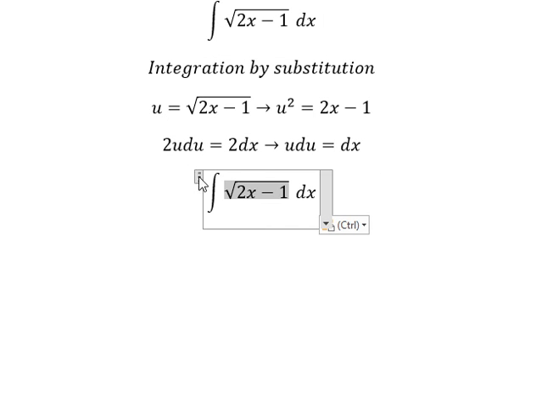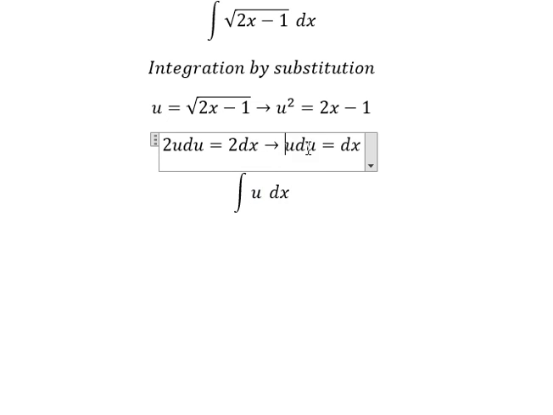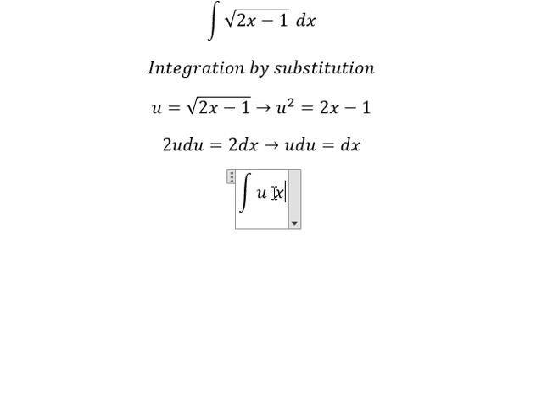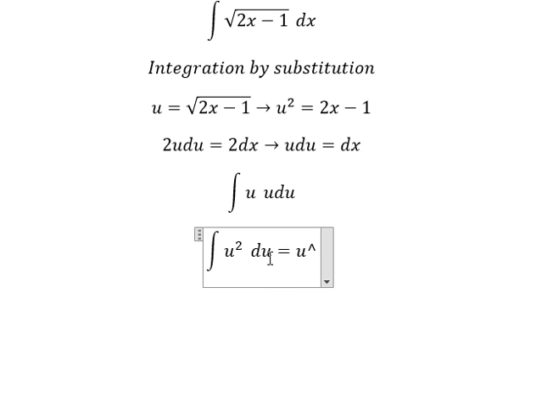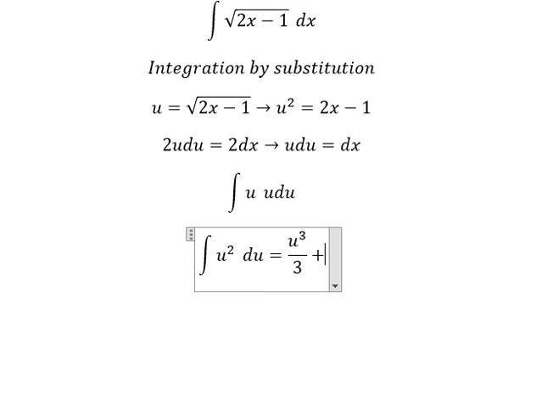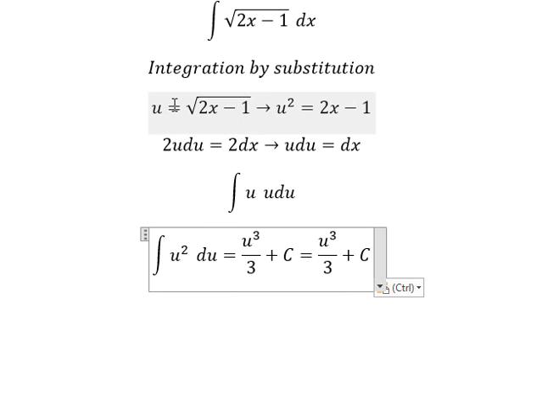The square root we change by u. Dx we change by this one. u and u, we get u squared. The integration of u squared, you get u to the power of 3 over 3, and we put plus c. For u, that is this one.